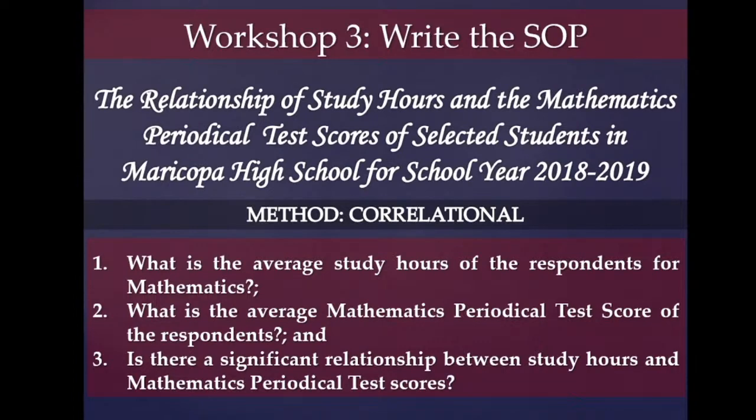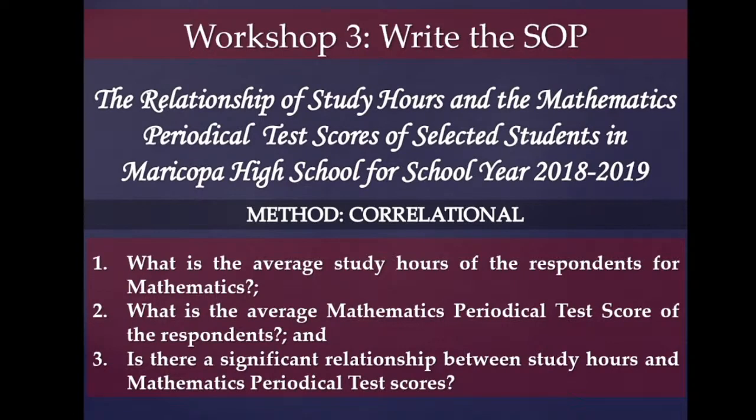Second question, what is the average mathematics periodical test score of the respondents? And last, is there a significant relationship between study hours and mathematics periodical test scores? Again, why do we have study hours as the first one asked? It is because the first variable in the title is about study hours. Why is the second question about mathematics periodical test scores? Again, it is because the second variable is about mathematics test scores. Now, note that the third question was the way it is because the study is a correlational one.